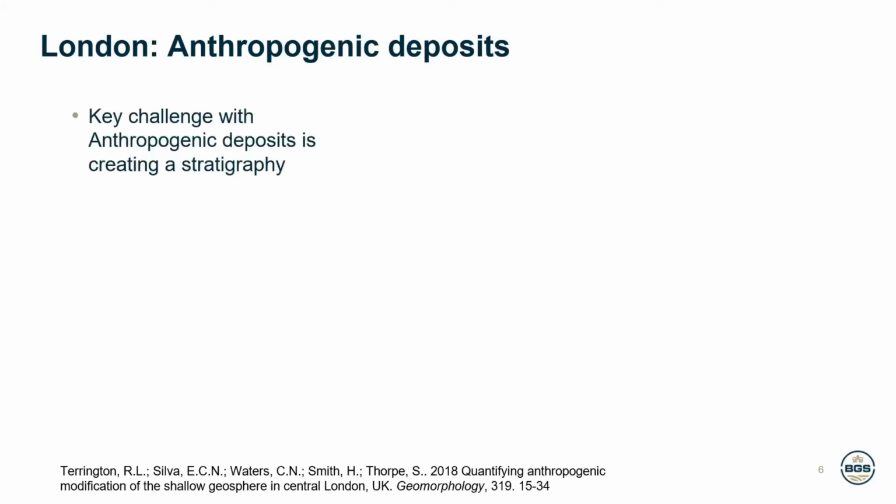The key challenge as geologists coming to try and understand and predict anthropogenic deposits is trying to create stratigraphies in them. Obviously, we're working on quite different timescales, and generally it can be quite confusing. How do you build a stratigraphy in this type of environment?